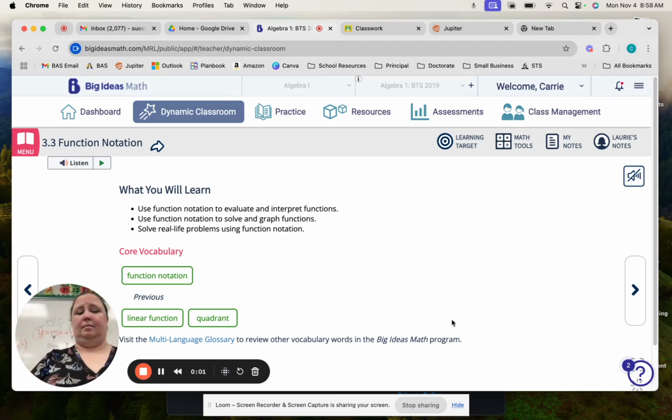Okay, for this lesson, we are doing lesson 3.3, function notation.